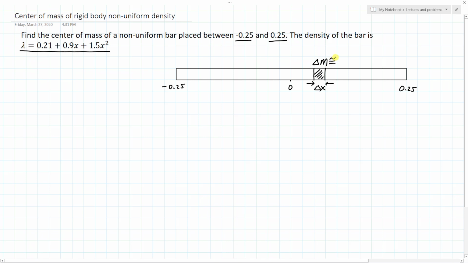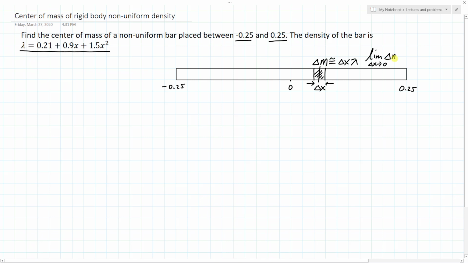Alright, so how much mass does delta m have? Well, approximately the width times the density. This density may be at the center of this piece. So it's an approximation because the density changes across this whole piece. If you just take one density from the center, it's not a good representation of the whole density, but it is an approximation, right? But if you take a limit where delta x approaches 0, then this becomes a better approximation.